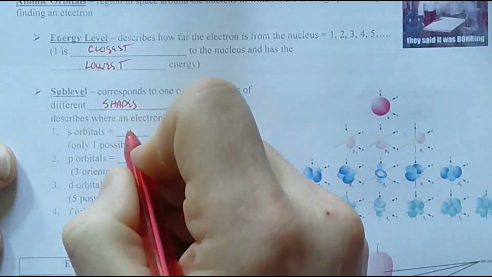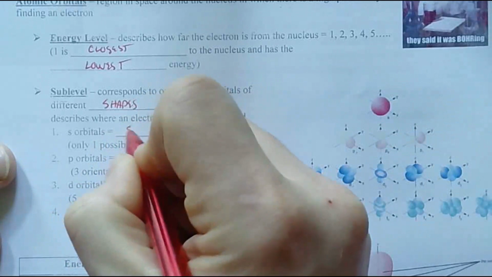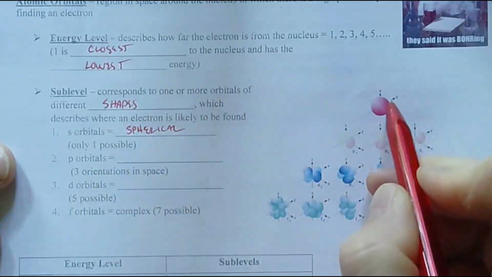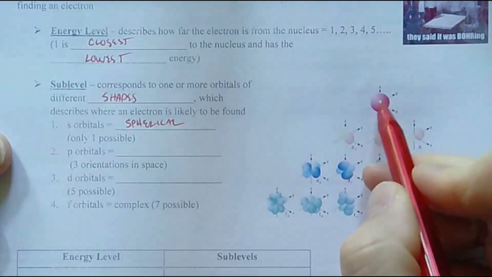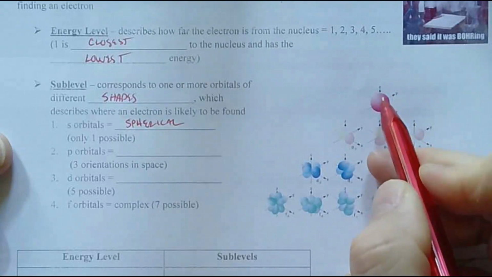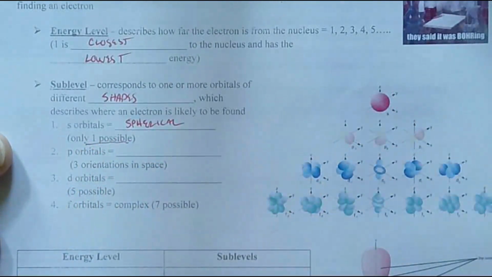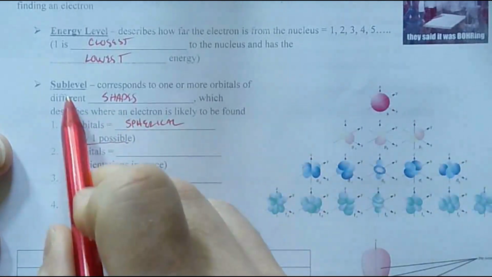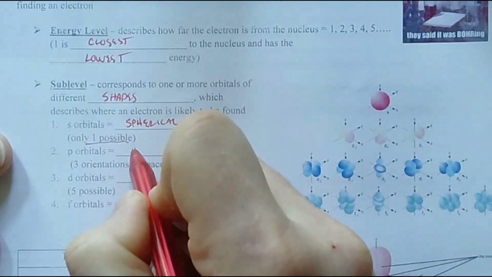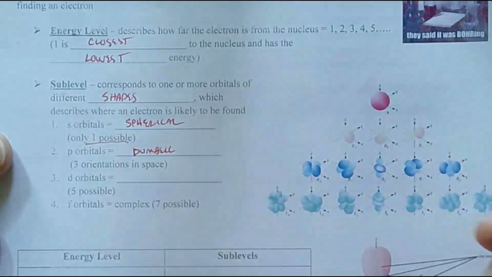S orbitals, which are spherical in shape. And right here, the one on the top, that is an s orbital, and it's a sphere. It's in 3 dimensions. You see the x, y, and z axes listed here, and there's only one possible s orbital. So in an s sublevel, there's only one orbital. P orbitals are basically called a dumbbell in shape.